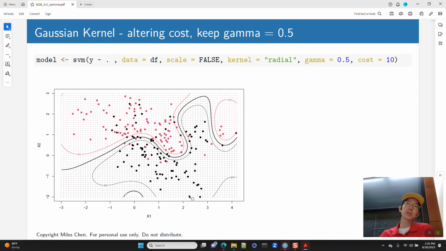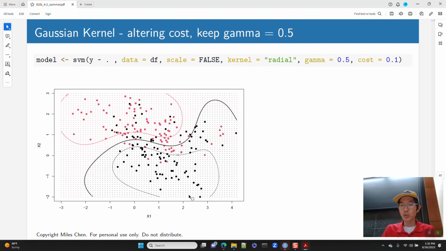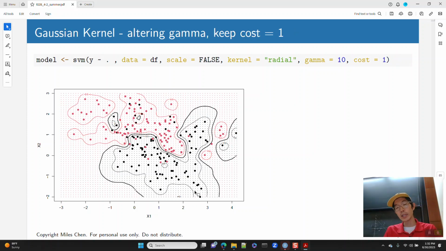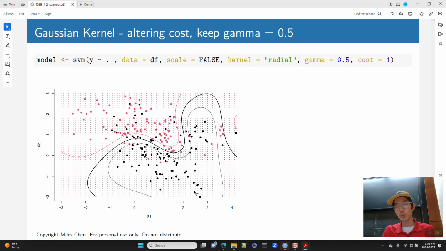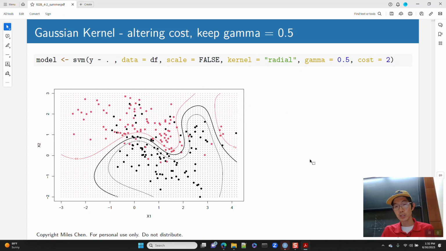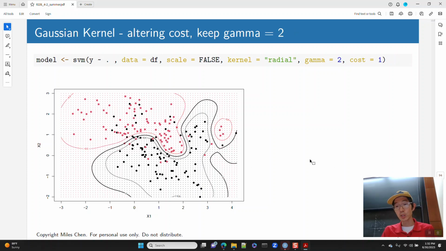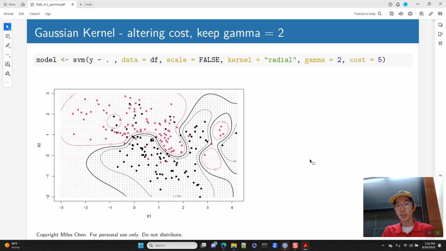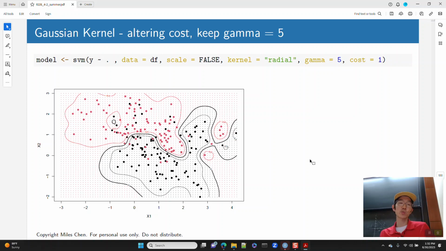Increasing the cost in all of these increases where the boundary draws, but again, the gamma is more in control of how smooth it is. This is gamma 10, cost 1. And let me show you, here's gamma 0.5, cost 1. And let's compare that to gamma 2, cost 1 and gamma 5, cost 1. So we can see the effects of different gamma values and different cost values, and they have different effects.